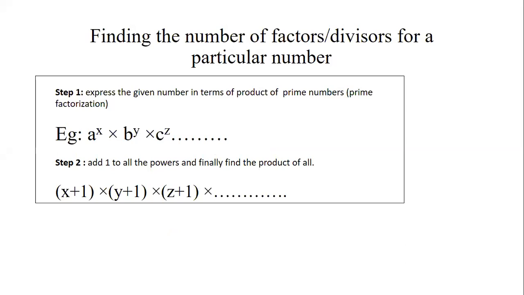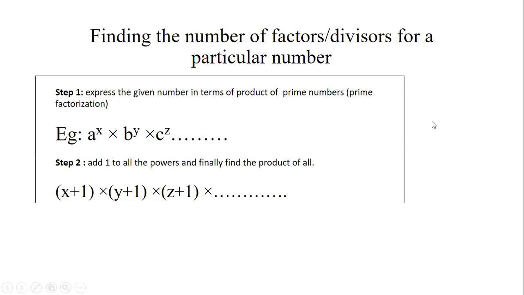First step, we need to convert the given number into a product of prime numbers, which is nothing but your prime factorization. And the second step, just add 1 to all the powers and finally find the product of all. This will give you the total number of factors for a given number.